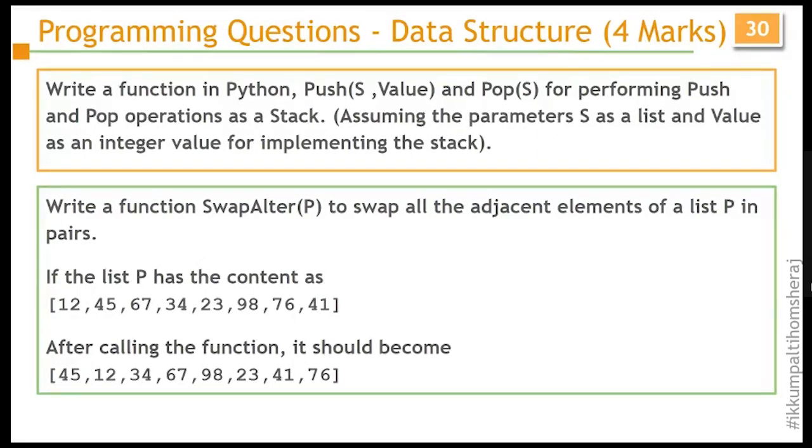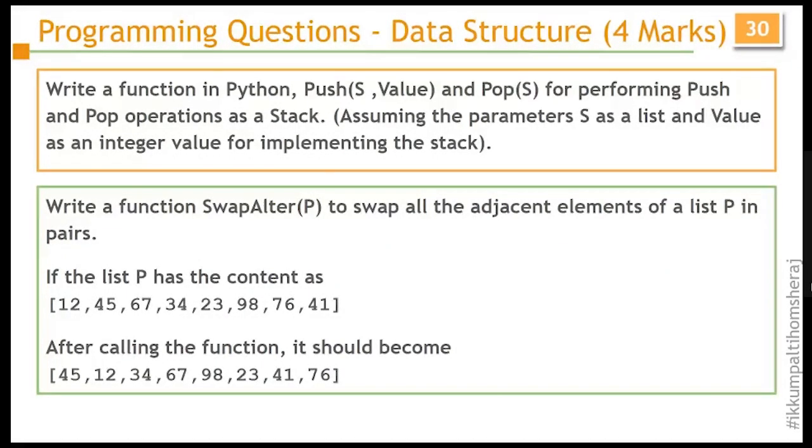The next one is: write a function swap_alter(p) to swap all the adjacent elements of a list p in pairs. An example is supported so that they should not misunderstand this question in any other manner. Because whenever you have any such kind of manipulation question, your language may or may not give the complete detail of what exactly you are looking for. So it is always better to support that with sample output.